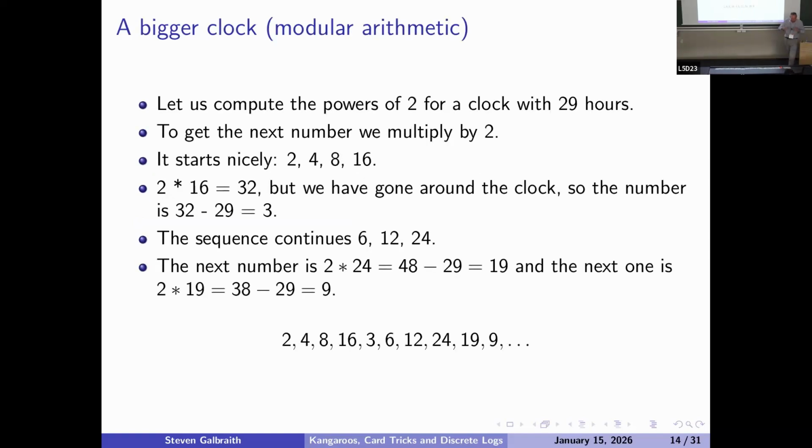And anyway, if you haven't seen modular arithmetic, this is just where you keep all your numbers between, you've got some modulus, which in this case is 29, and you keep all your numbers between 0 and 28. And whenever you do any kind of algebraic operations, you subtract multiples of 29 so that your numbers stay between 0 and 28. So I've computed the powers of 2 modulo 29 by just, each time, doubling the value before, and if I double and I go bigger than 29, I subtract 29, right? So that's all that modular arithmetic is.